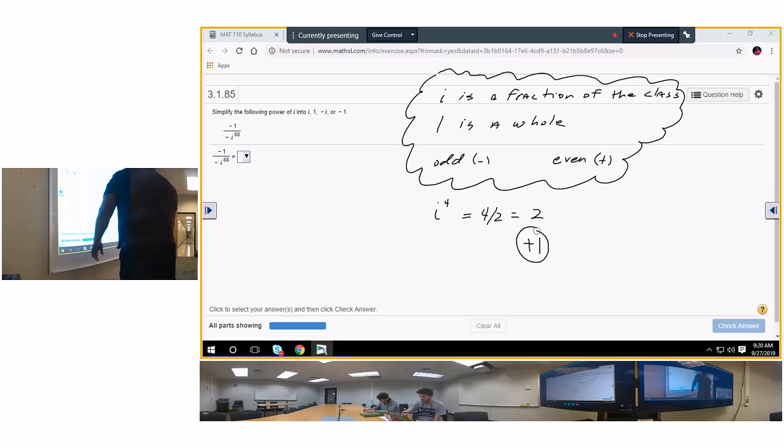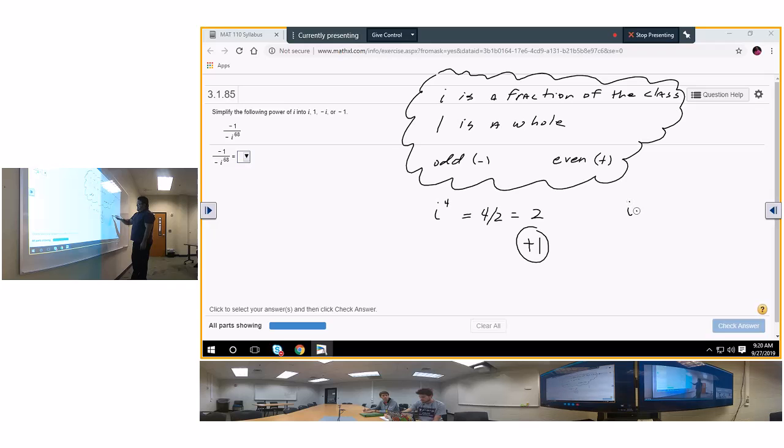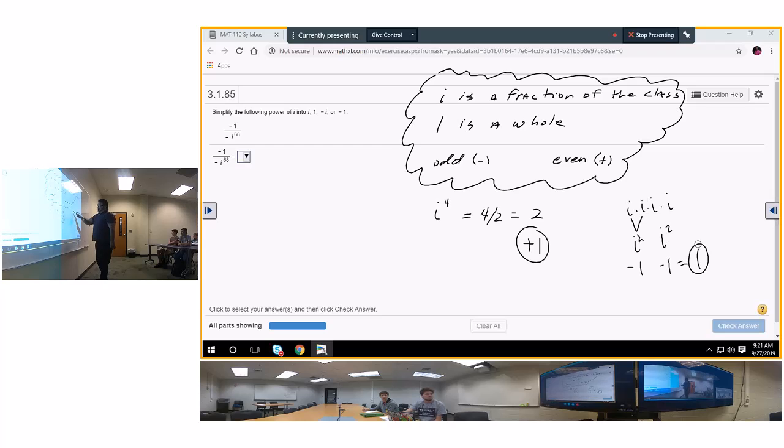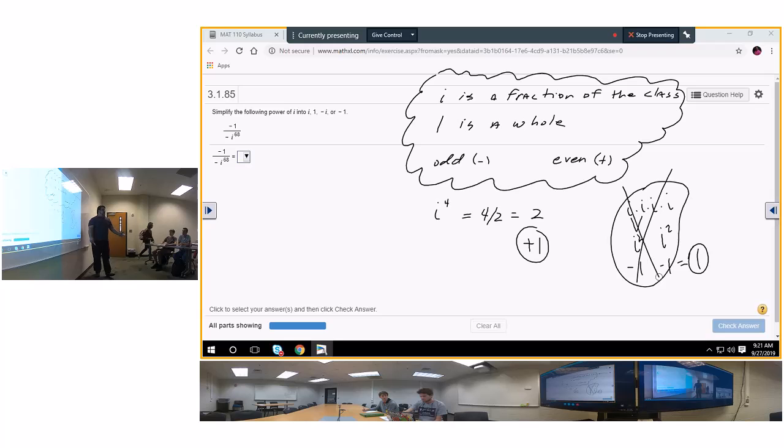What does that mean? That means that if you take i times i times i times i, what's i times i? i squared. What's i squared times i squared? Negative 1 times negative 1 is 1. So instead of doing all this, you can just take 4 divided by 2 and then apply this rule.